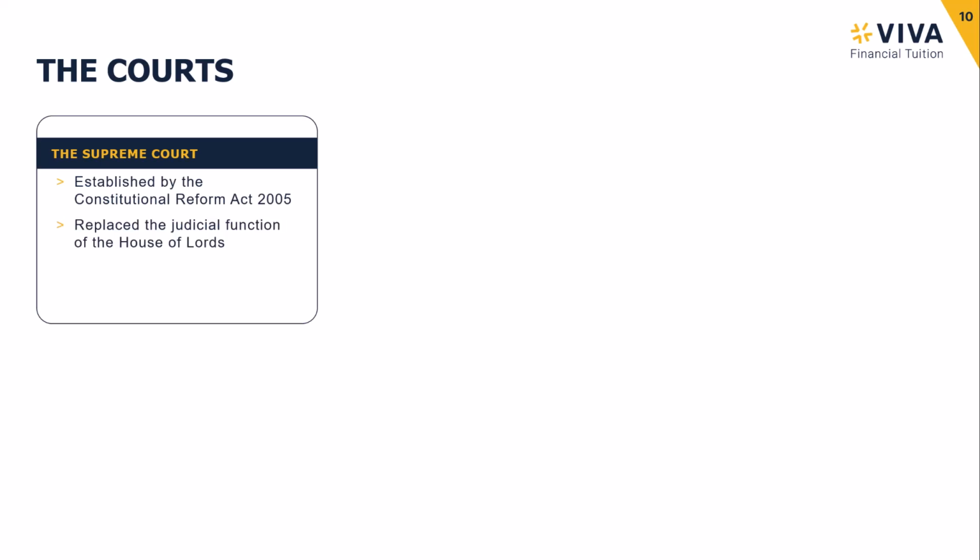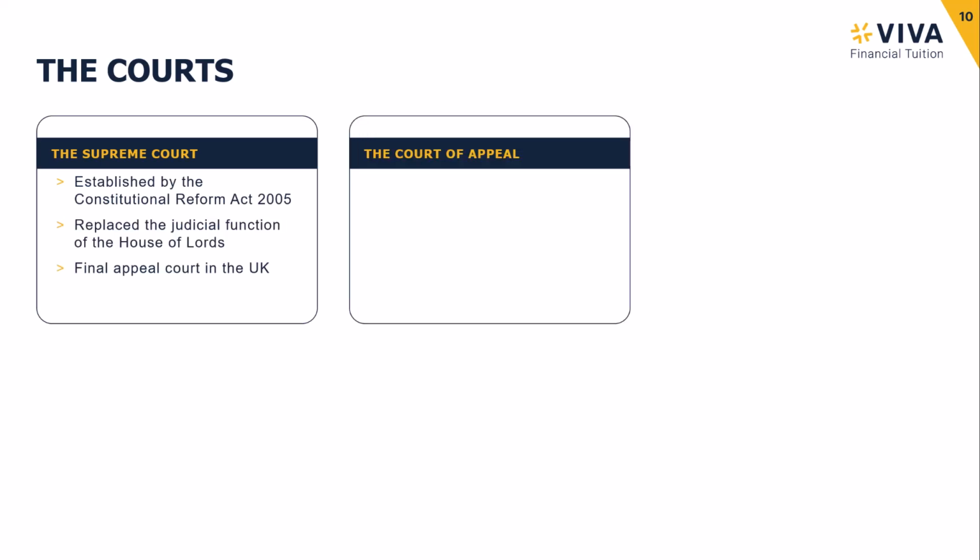So in terms of the courts, the Supreme Court, as it says there, was established by the Constitutional Reform Act in 2005. It came into effect in 2009. It replaced the House of Lords as the judicial function, so basically deciding how the laws would apply, to try to remove that conflict of interest. And it's the final Court of Appeal in the UK. You'll see you can sometimes appeal to the European Court of Human Rights, but only in specific circumstances. So generally it's the final Court of Appeal in the UK.